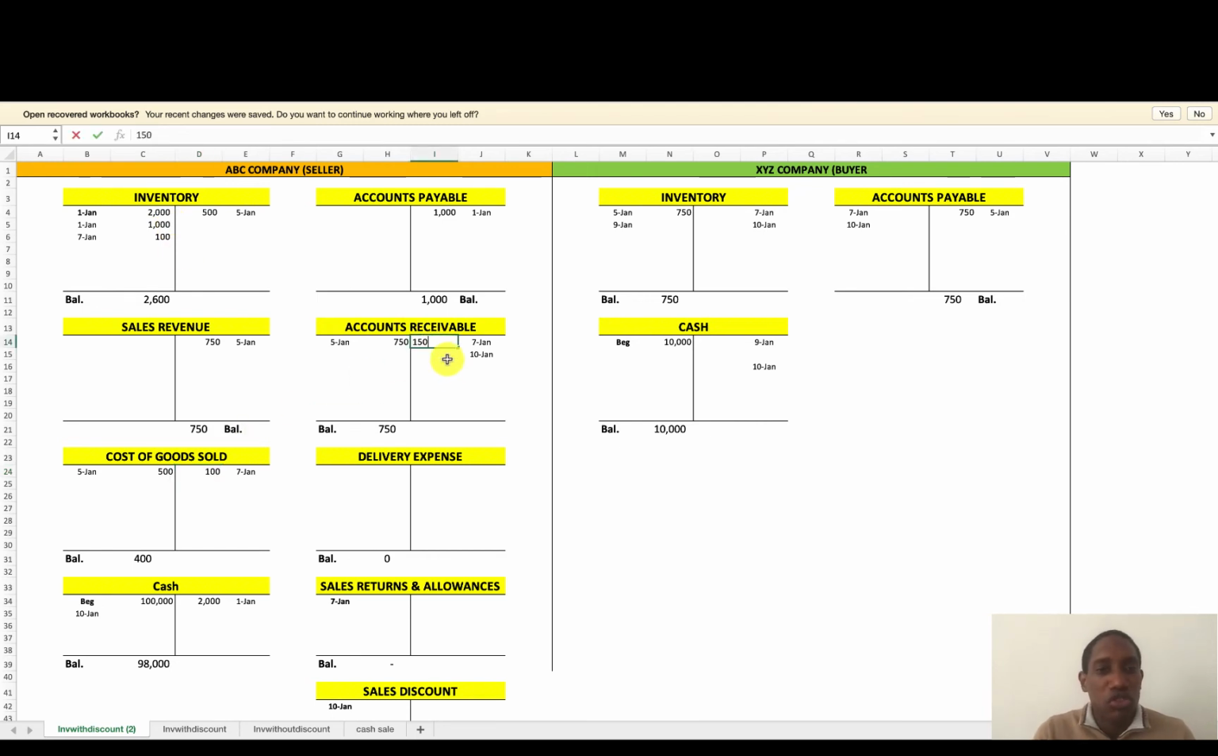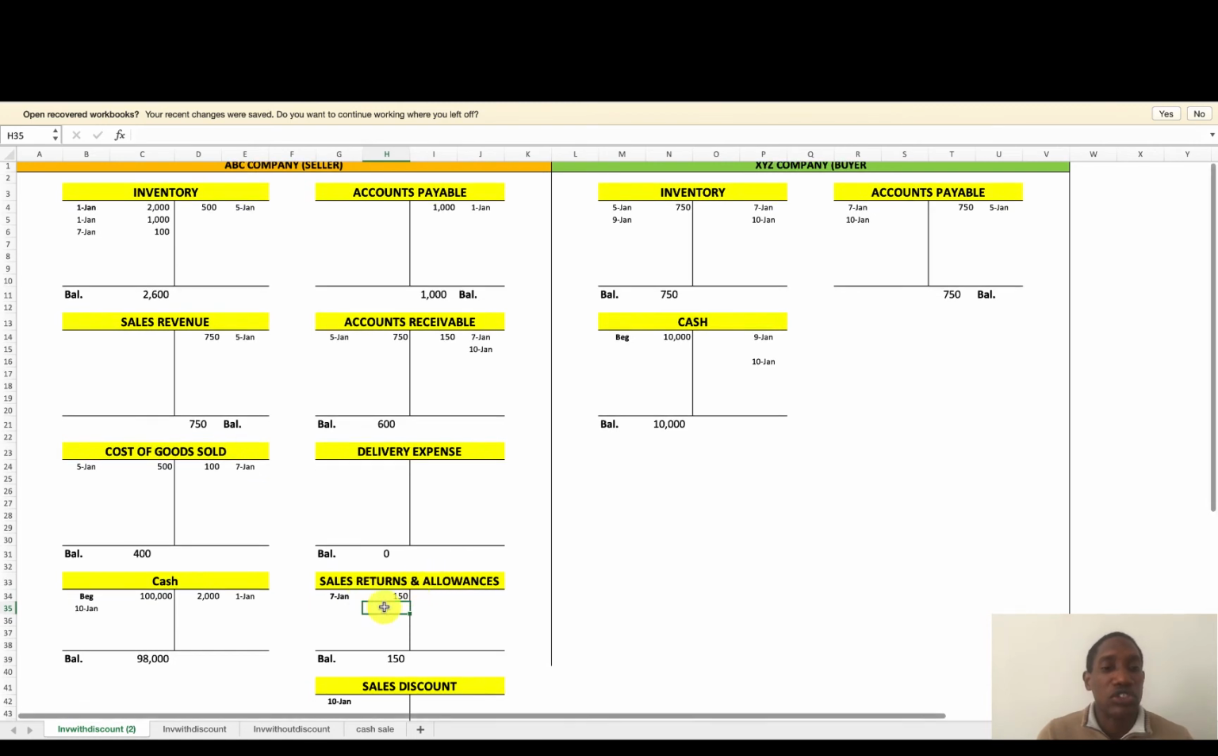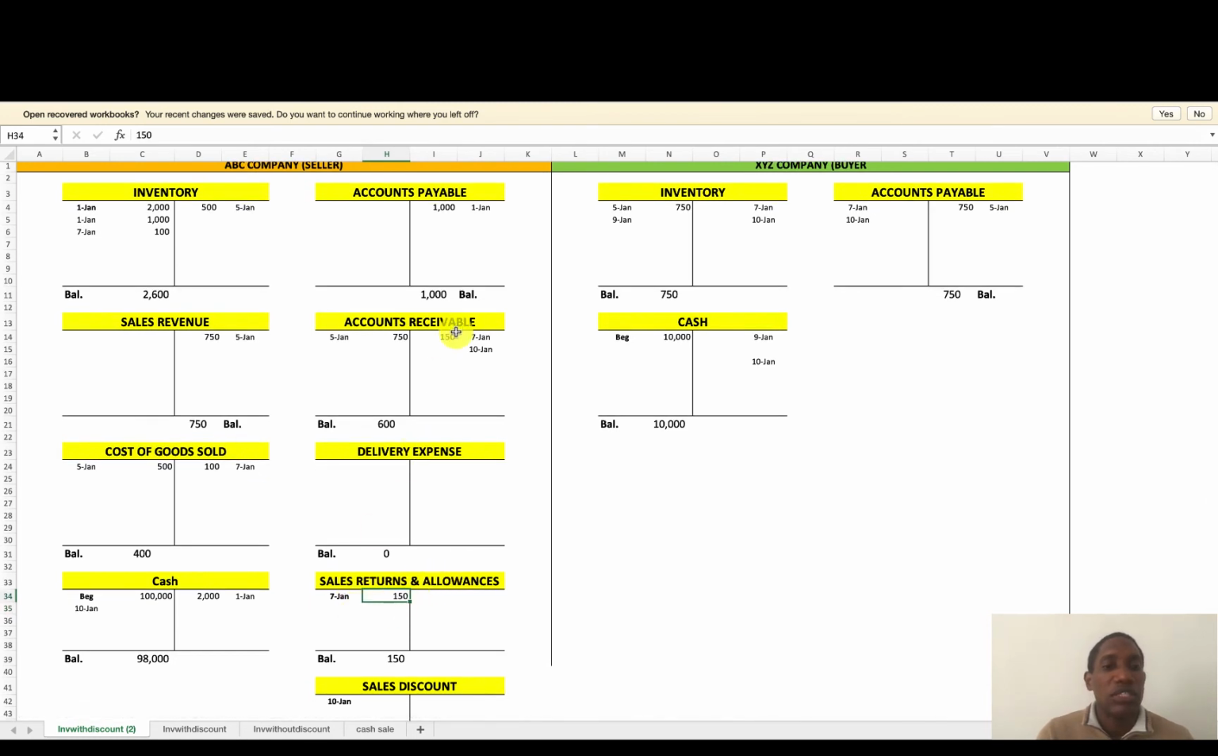I credit accounts receivable for 150 because I have to take this out of sales. My customer doesn't owe me for 5 widgets anymore. They only owe me for 4 widgets, okay? And instead of debiting sales, which would make sense, we debit this account, which is called sales returns and allowances. This is my contra sales account, okay? All right, and so that's it. So sales returns and allowances, 150 on the debit side, accounts receivable, 150 on the credit side. And then here, we have $100 in inventory we put back in, and we took $100 out of cost of goods sold.